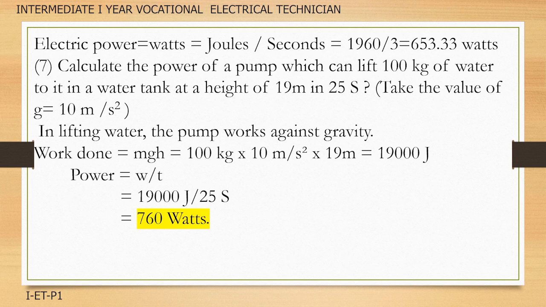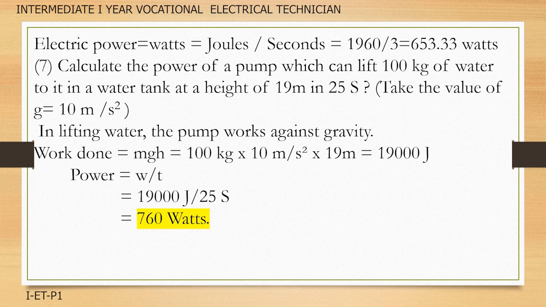Then the 7th problem. Calculate the power of a pump which can lift 100 kg of water into a water tank at a height of 19 meters in 25 seconds. Take the value of g as 10 meters per second squared.